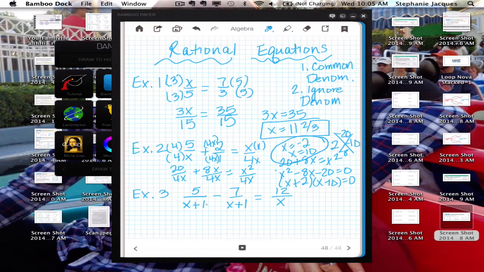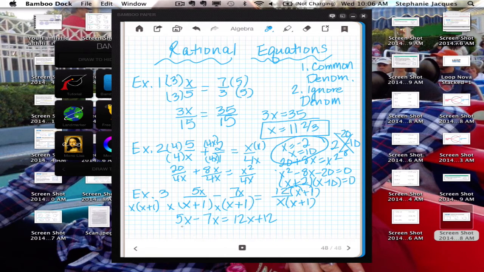Okay, let's look at this one. I have x plus 1, and x. So my common denominator is going to be x parentheses x plus 1. So I need to make this one look like this. So I'm going to multiply it by x and do that to the top. Same thing here, do that to the top. And this one needs x plus 1. Now ignore your denominator, just work with the top. I have 5x minus 7x equals, and do your distributive property up here, 12x plus 12.